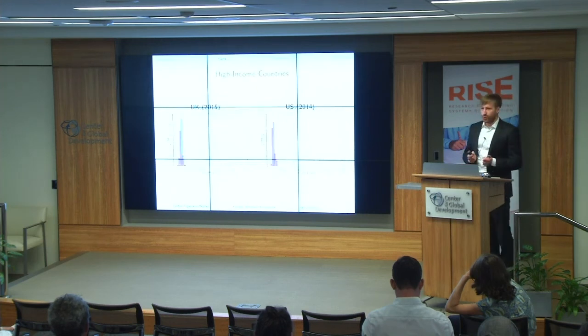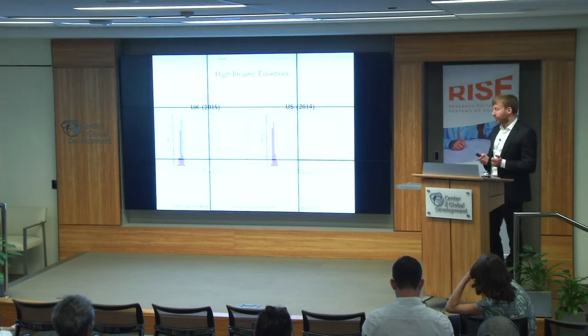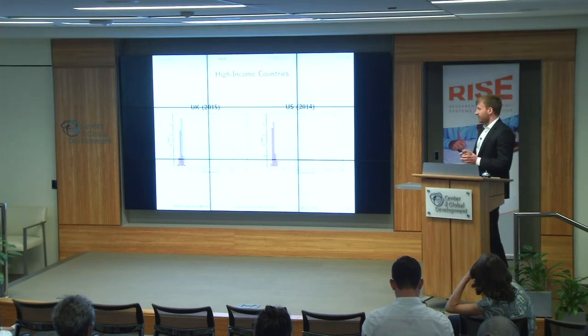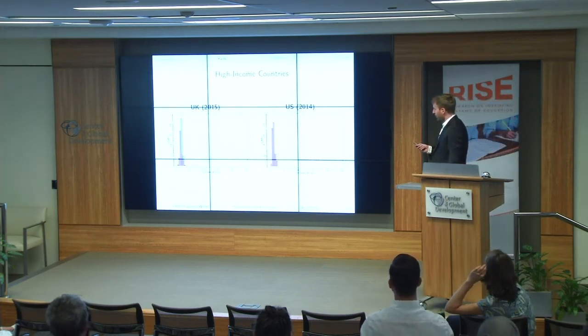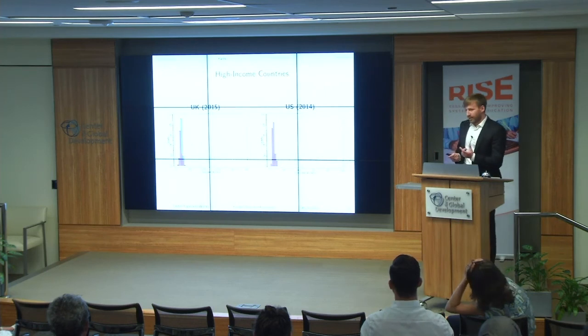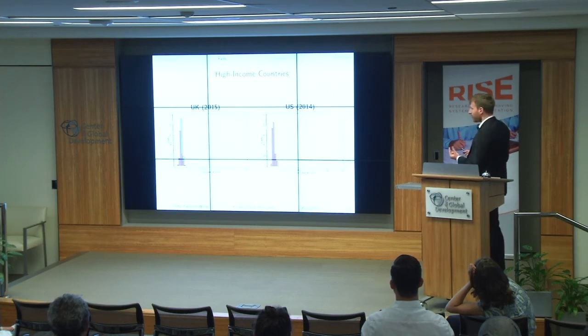So what does the distribution of pupil-teacher ratios across schools within countries look like? Here I'm showing you the distribution of pupil-teacher ratios in 2 high-income countries, the UK and the US. And what you can see is that the average is around 20, and there's a little bit of variation around that, but they look pretty similar.